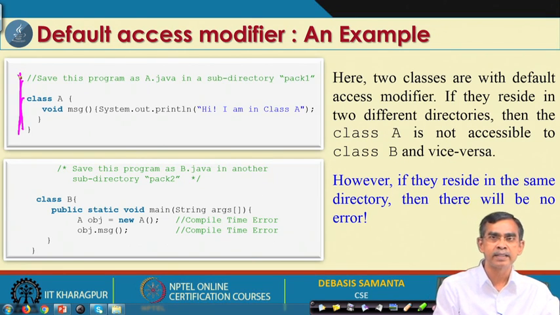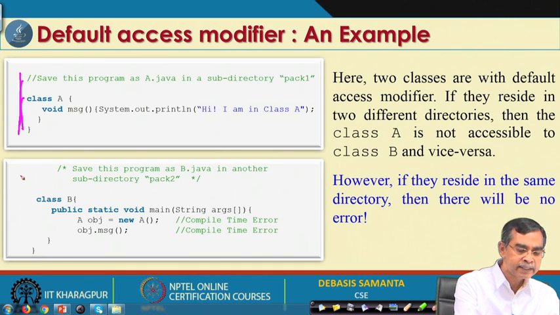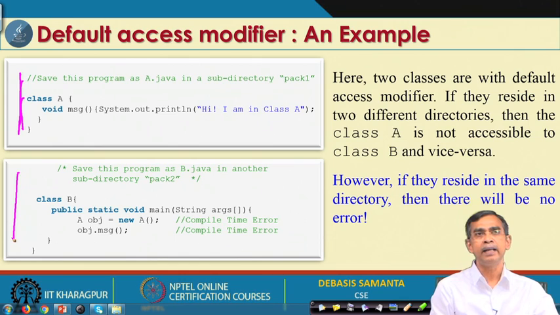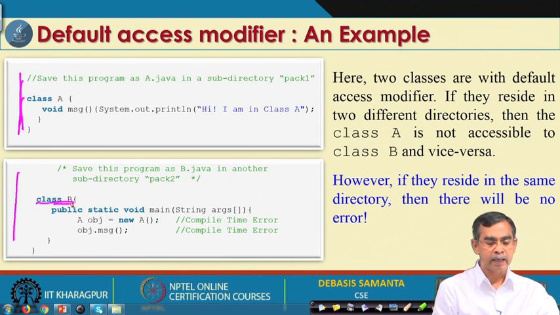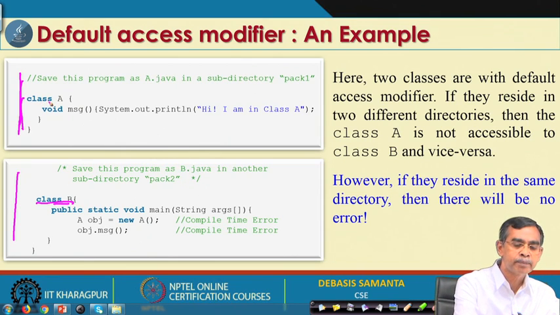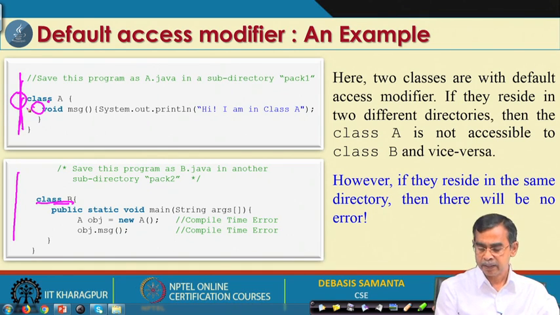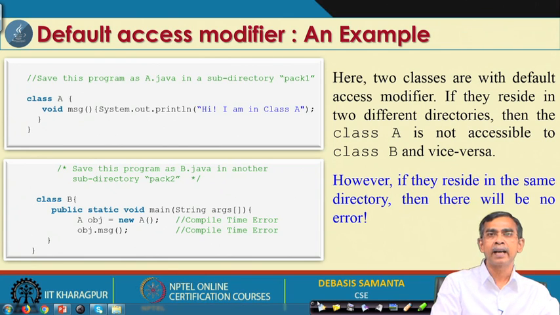So, this is a simple class A stored in the a.java file, and here is another file, named b.java, where class B is declared. Now, you can note two things here. The class A that we have declared does not have any specifier, nor does this one. So, both are without any access specification.